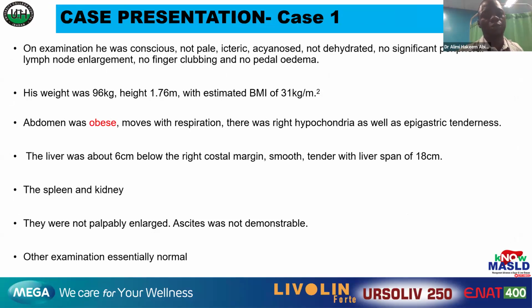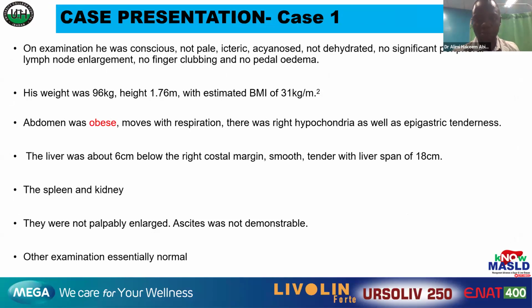So on examination, he was conscious, not pale, he was icteric, not cyanosed, no significant peripheral lymph node enlargement, no finger clubbing, no pedal edema. His weight at presentation was 96 kg with height of 1.76 meters with an estimated BMI of 31 kg per meter square.